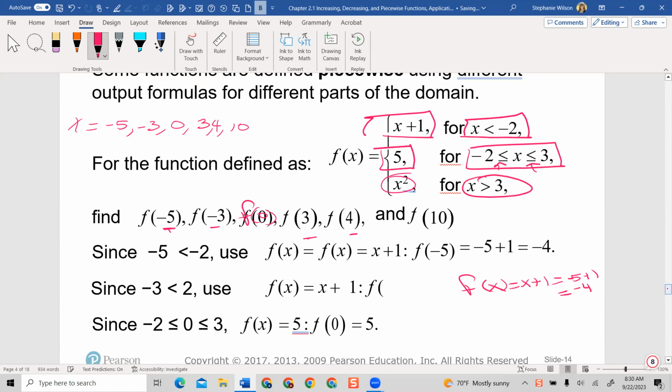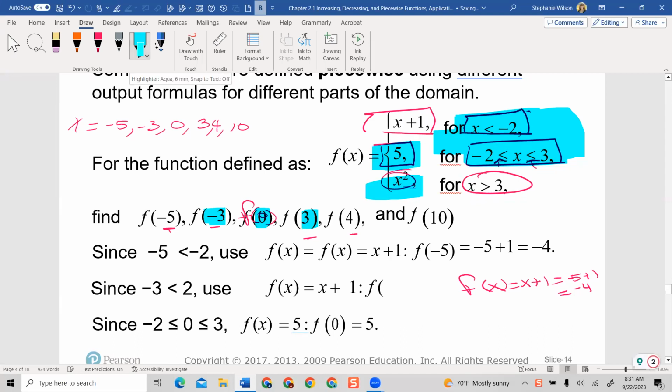So if I use -5, then I can use this formula here, right? When x is equal to -5, I can use it because x is less than -2. If I use x is -3, well, that falls in here and here. So I've got two options to choose from, right? If I use x equal to 0, I can use this one here. And when x equals 3, then I can use the x squared.